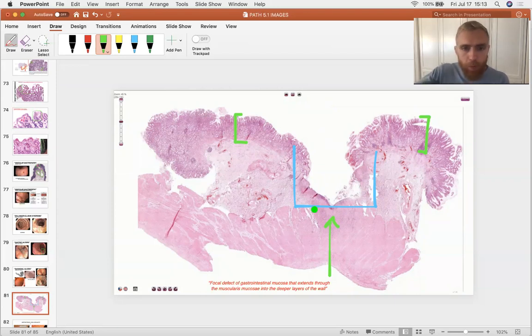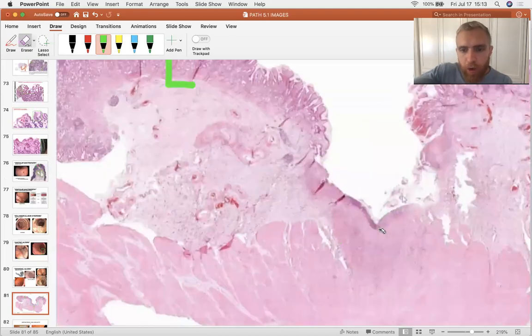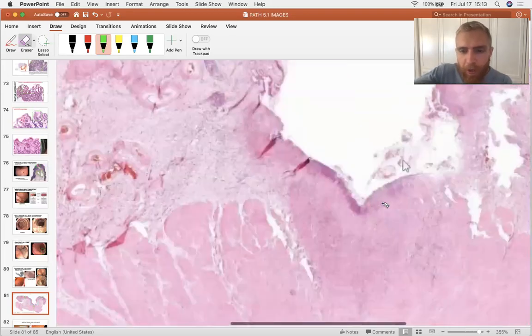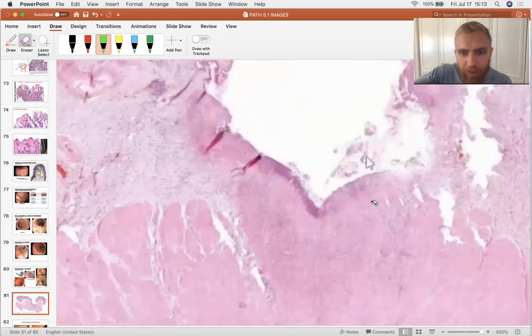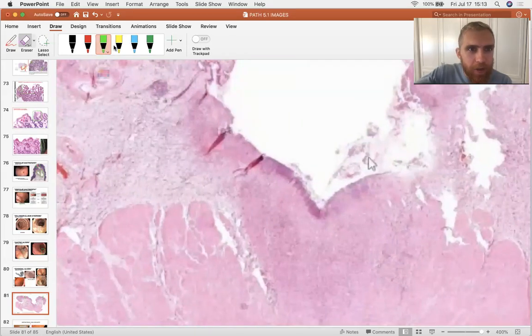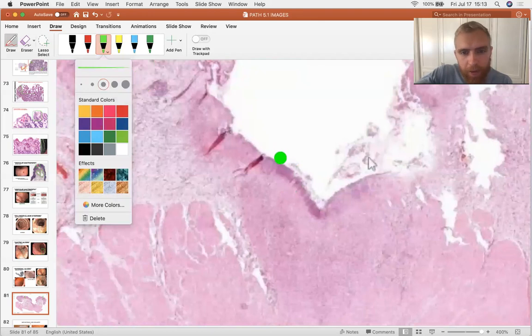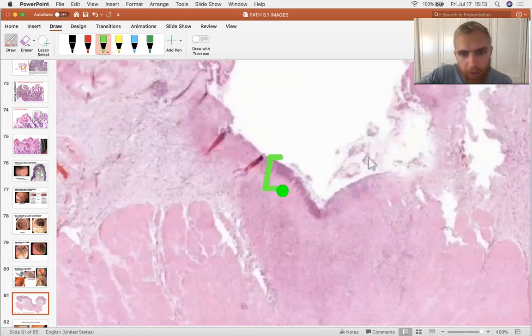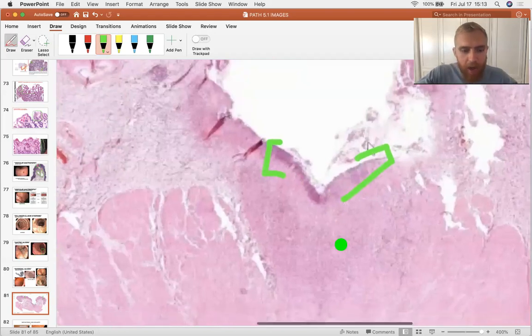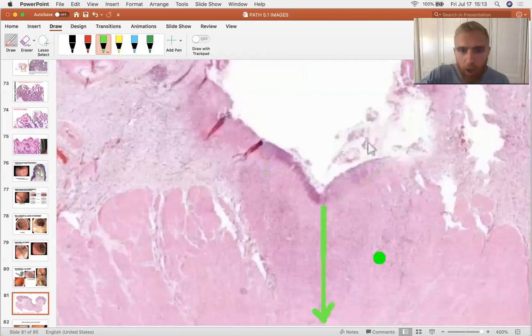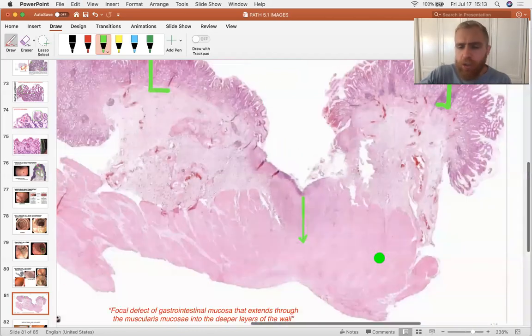And if you got a section of ulcer on a test question, they would be zooming directly in on the ulcer itself. And you would see really clustered cellularity up towards the top, and that's your neutrophils. And then as you go down, you just see collagen, fibroblasts, and granulation tissue.